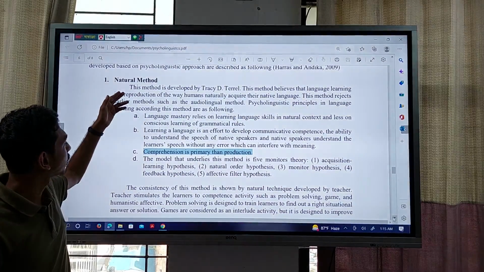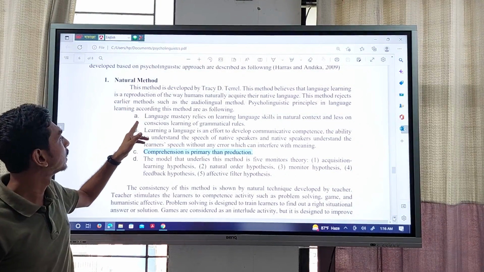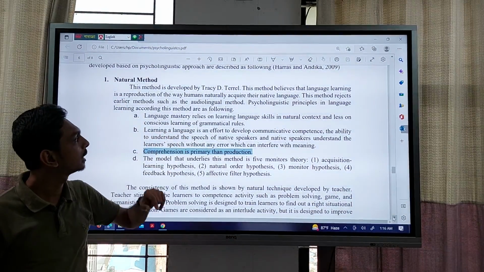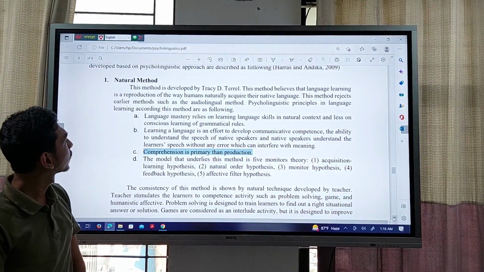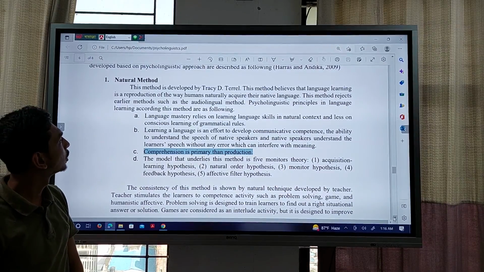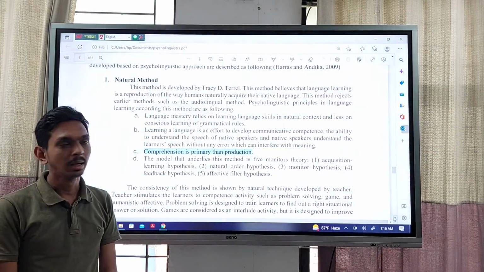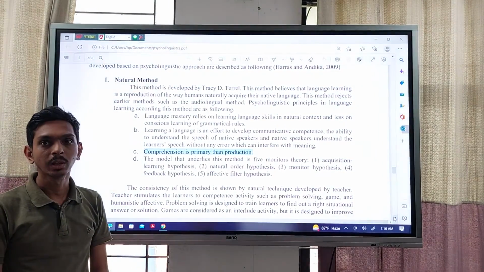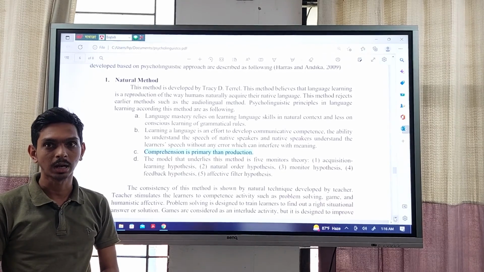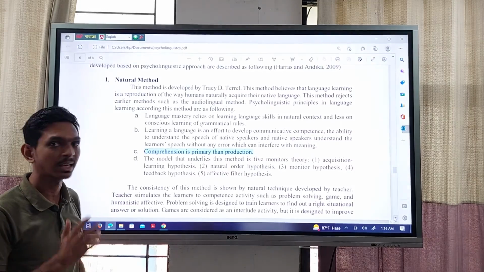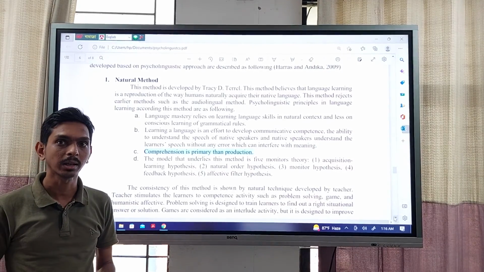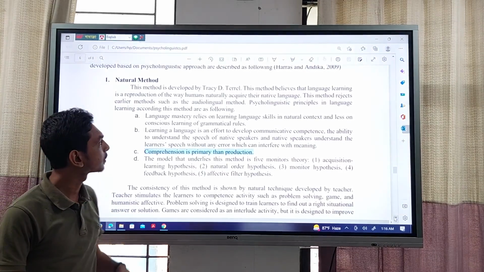The natural method follows some steps, such as: language mastery relies on learning English in a natural context and less on conscious learning of grammatical rules. When we speak our mother tongue, we don't actually follow the rules of grammar; we acquire it naturally, we hear it from others and learn the language.